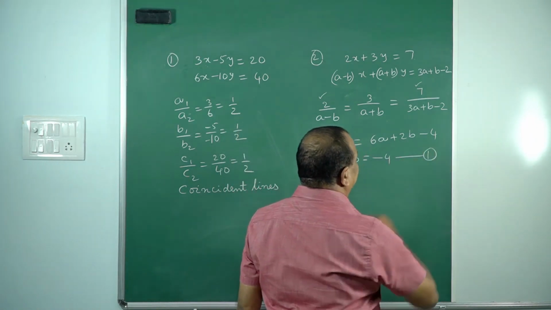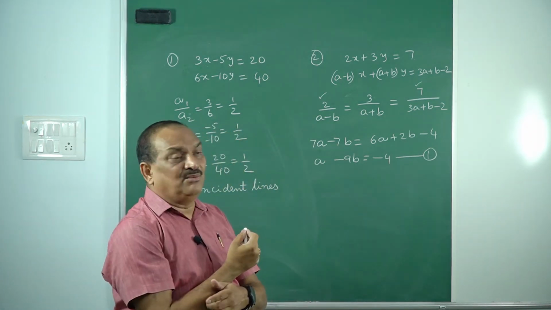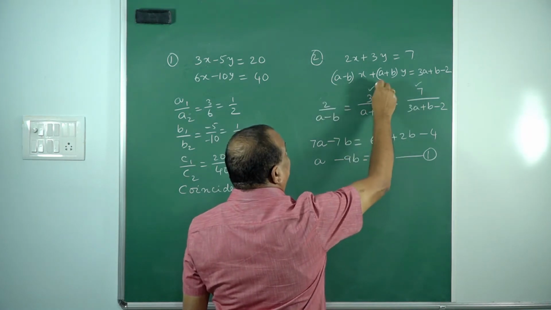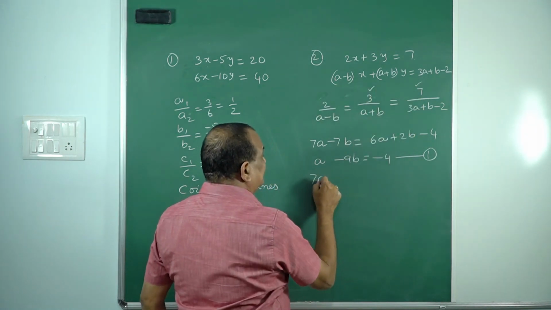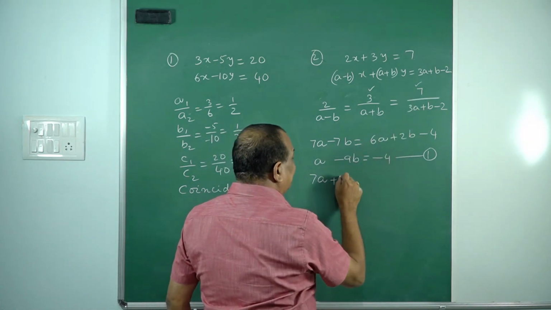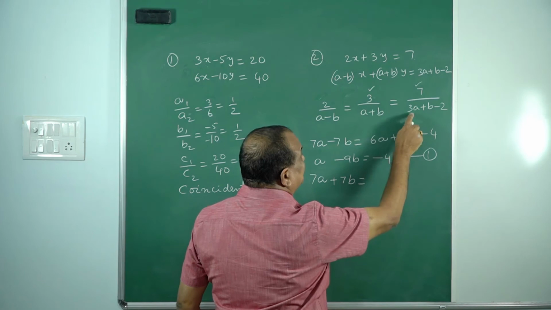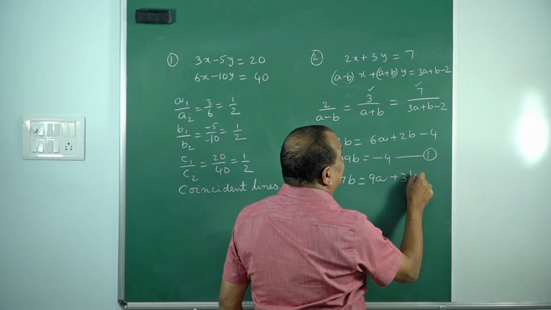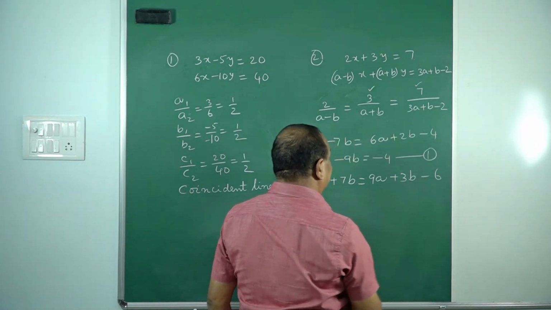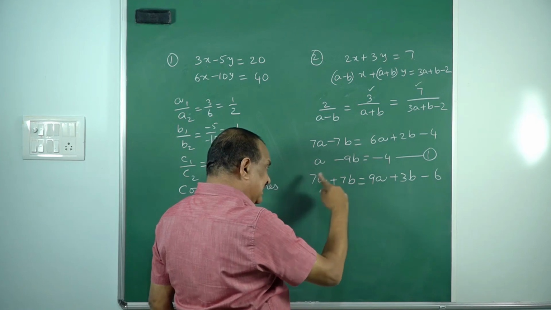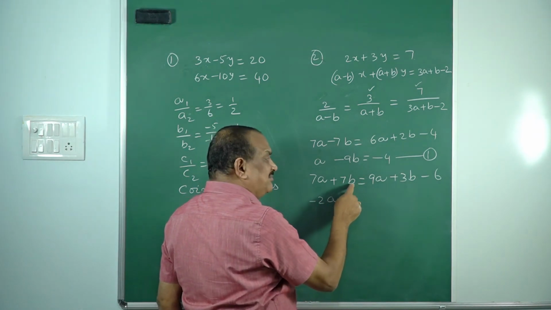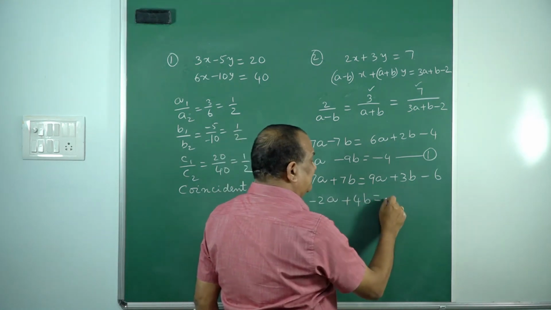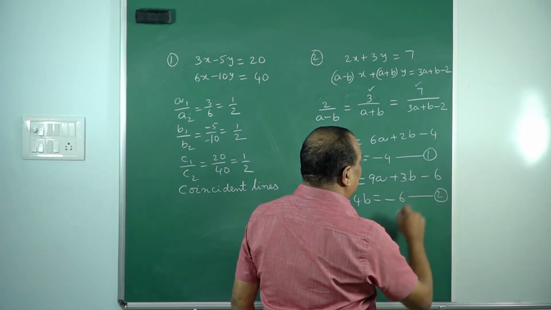It's my first equation. I go for my second equation. How am I going to get it? See, these two I have to take. 7 times A, 7A. 7 times B, 7B is equal to 3 times 3A, 9A. 3 times plus B, 3B, and 3 times minus 2, minus 6. 7A minus 9A, minus 2A, 7B minus 3B, plus 4B is equal to minus 6. This is equation number 2.